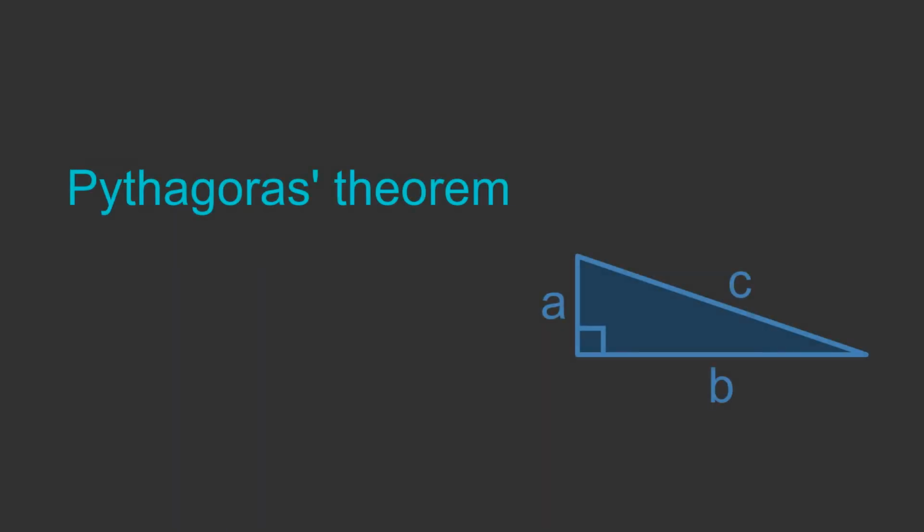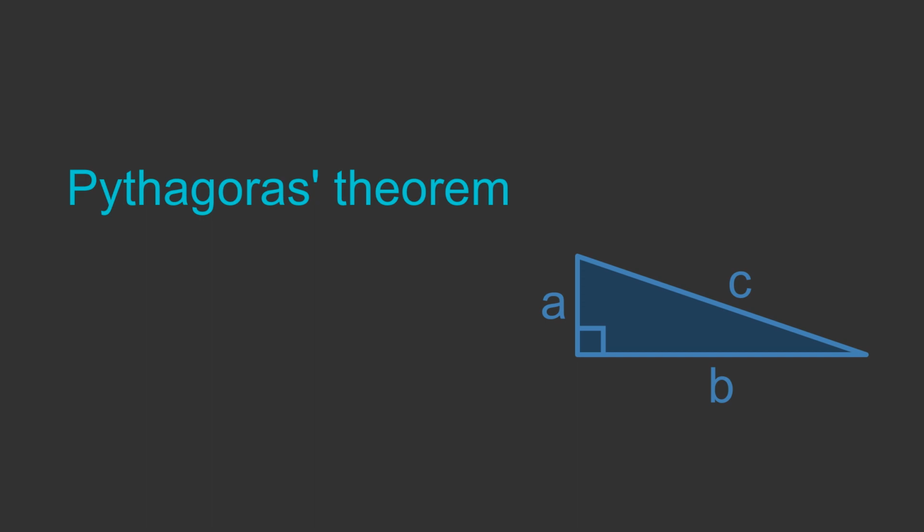Pythagoras' theorem applies to right-angled triangles like this one. This triangle has sides A, B and C. Side C is the hypotenuse. The hypotenuse is the side that is opposite the right angle. It is also the longest of the three sides.